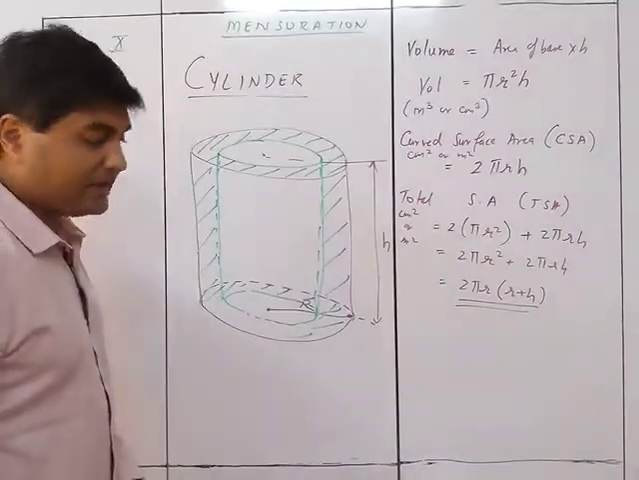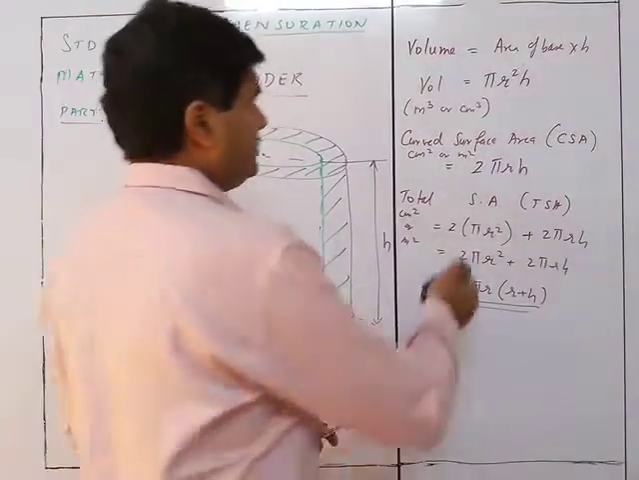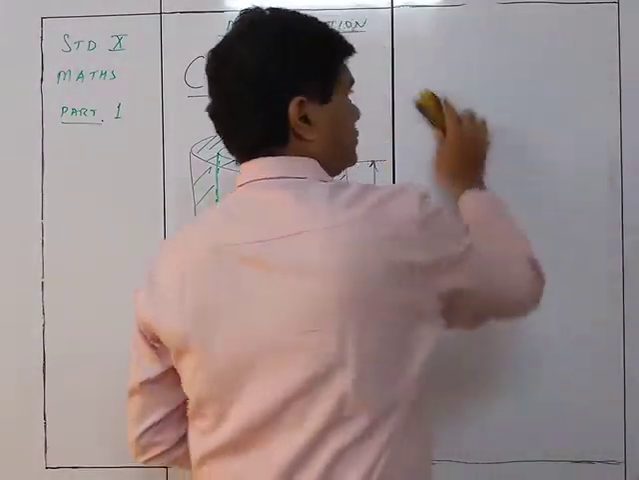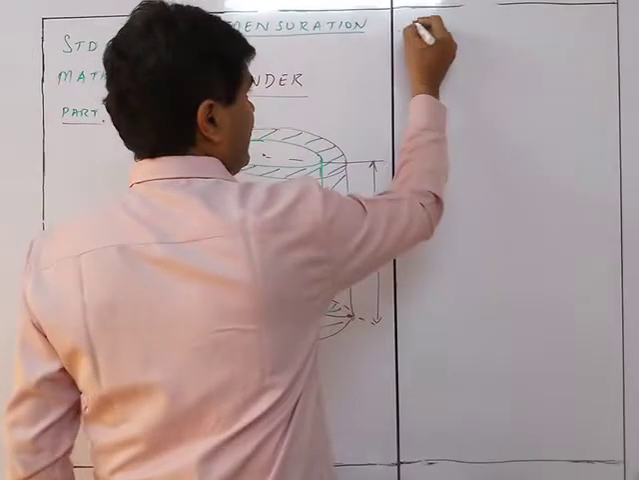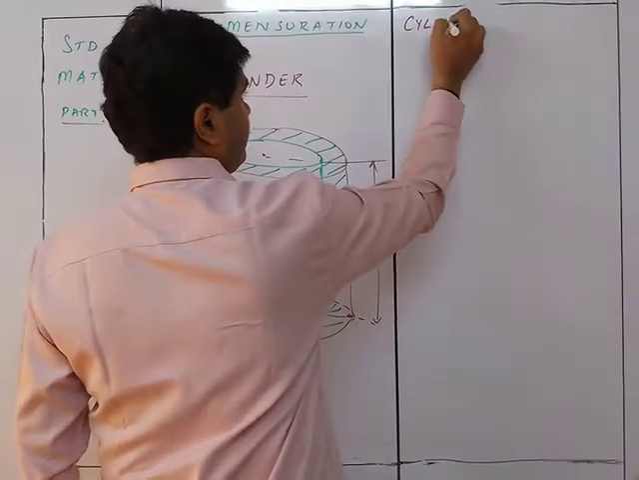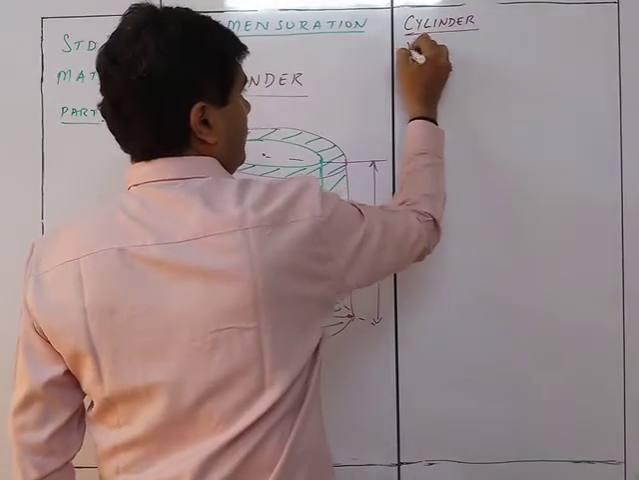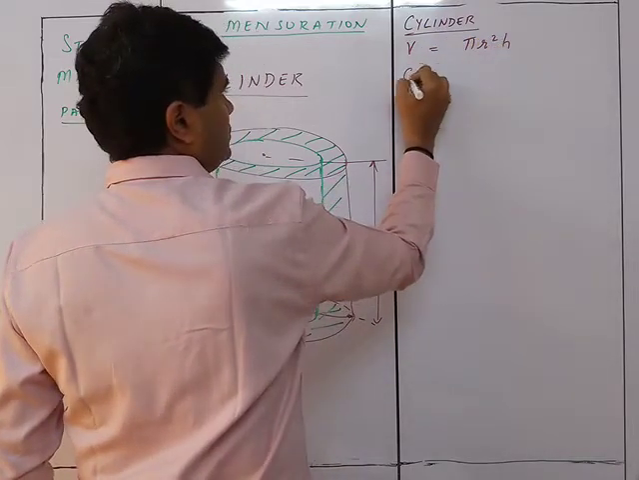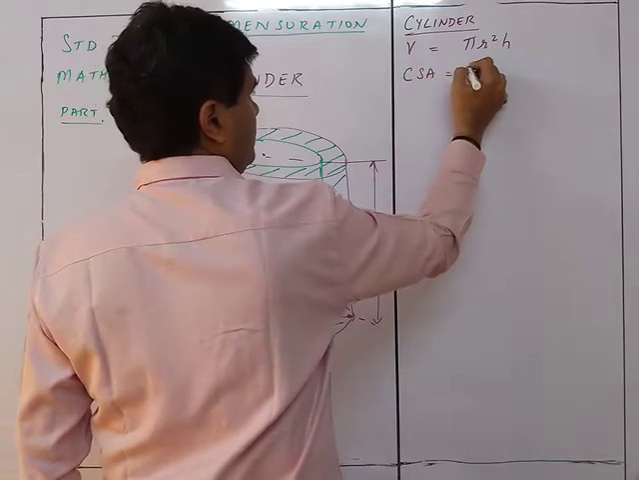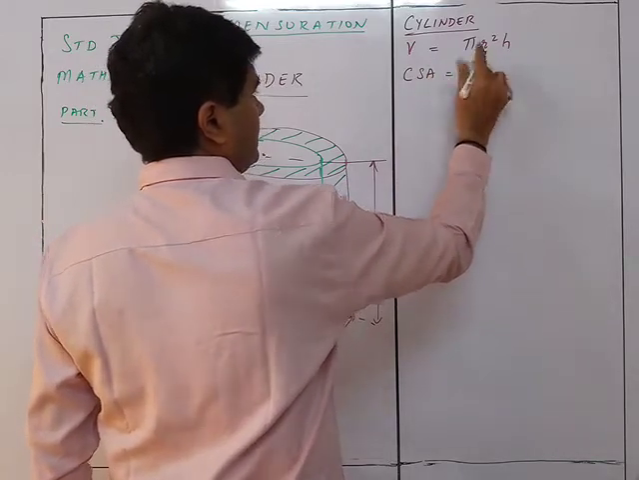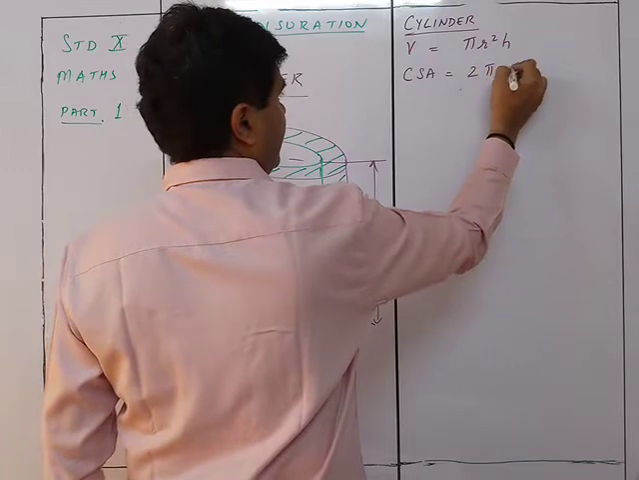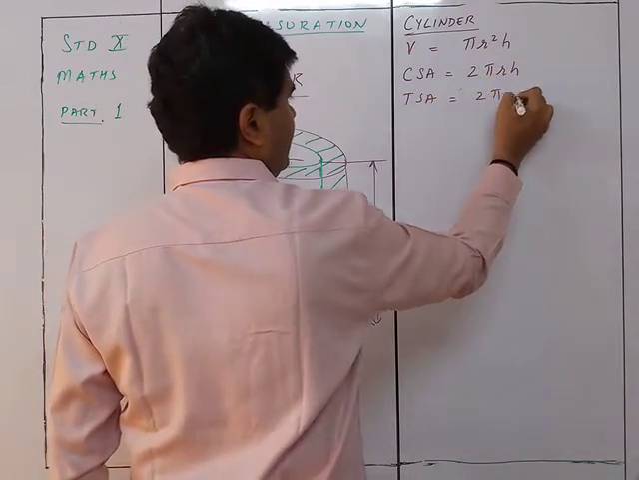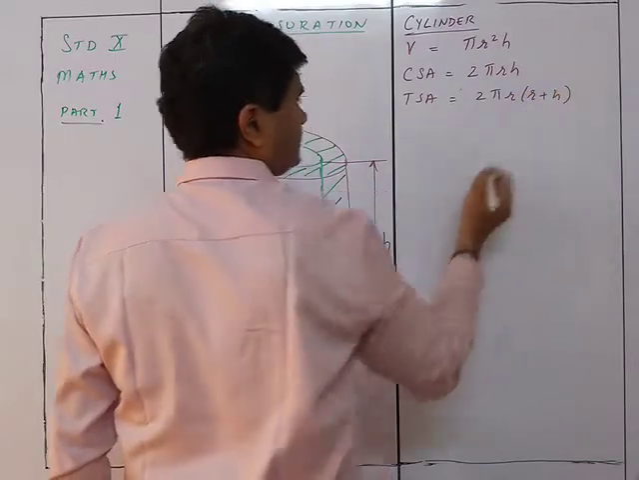So I'll do one thing. I'll keep a note of all the formulas here so that you can copy it down. So first one is cylinder. Volume is equal to pi r square h. CSA is equal to 2 pi r h, and TSA is equal to 2 pi r (r plus h).